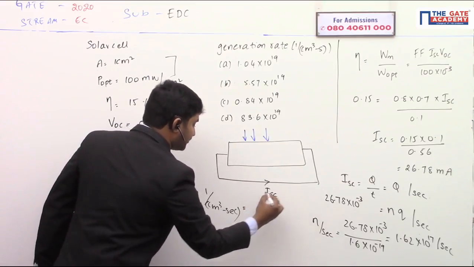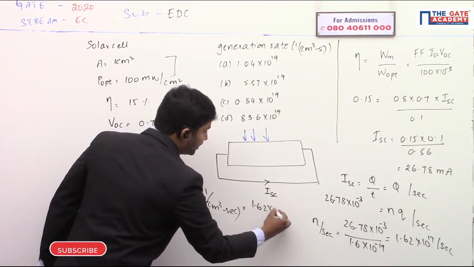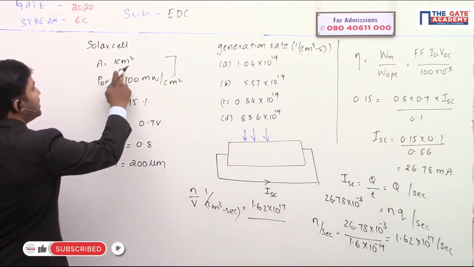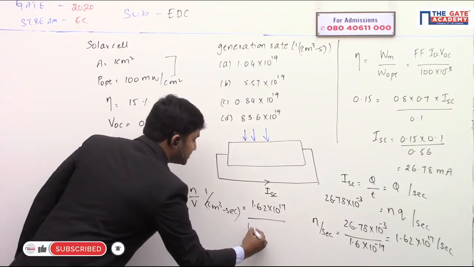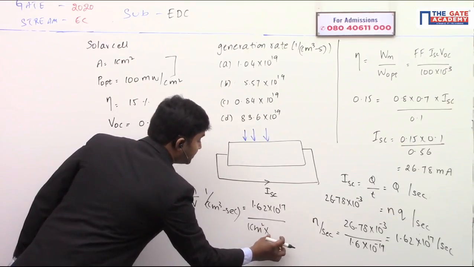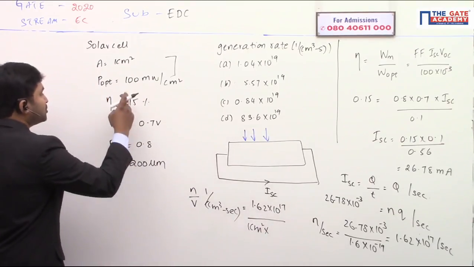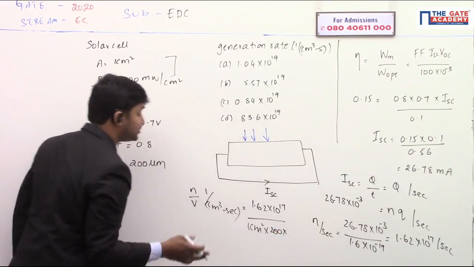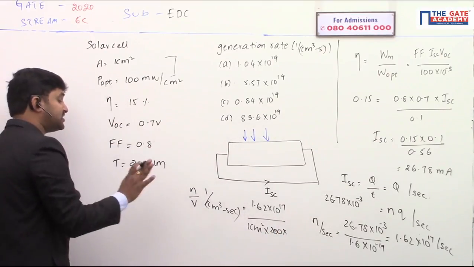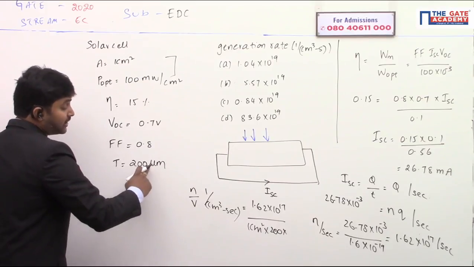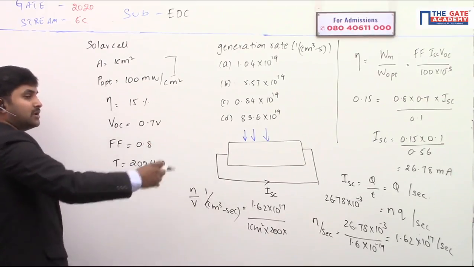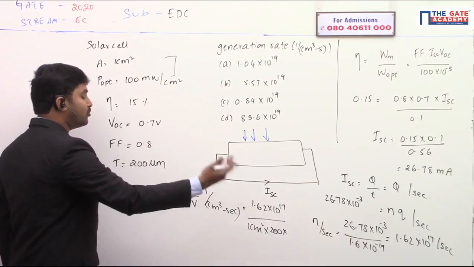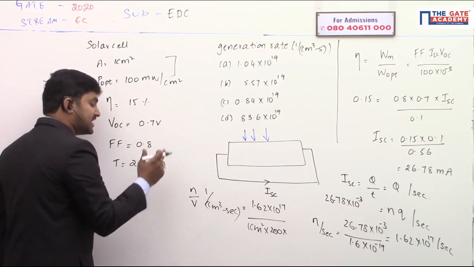Whatever charges you are having, 1.62 into 10 power 17, divided by the volume. Volume is given by area, which is 1 centimeter square, multiplied by the thickness. Thickness in the question is mentioned as 200 micrometers. Please remember, students make a mistake here, and that is the reason the options are there. We have a habit of always writing micro as 10 power minus 6, so we make a mistake. We should ensure that it is in centimeters.